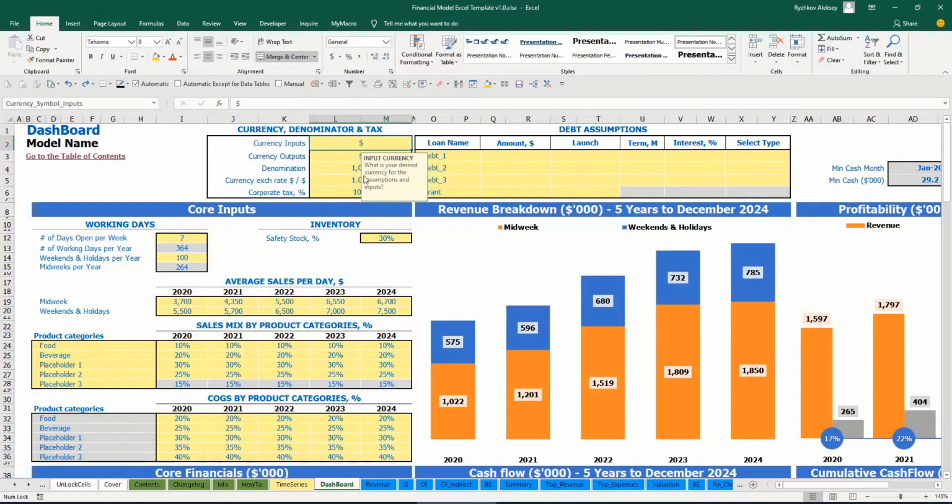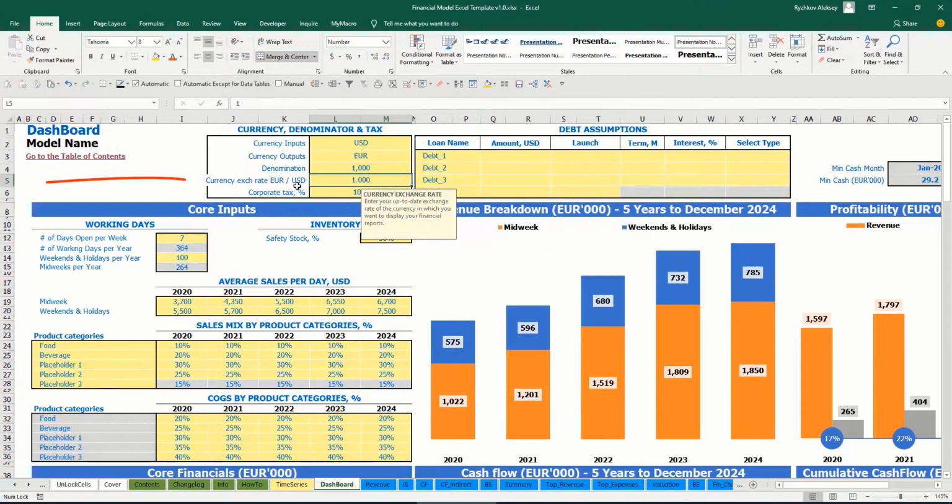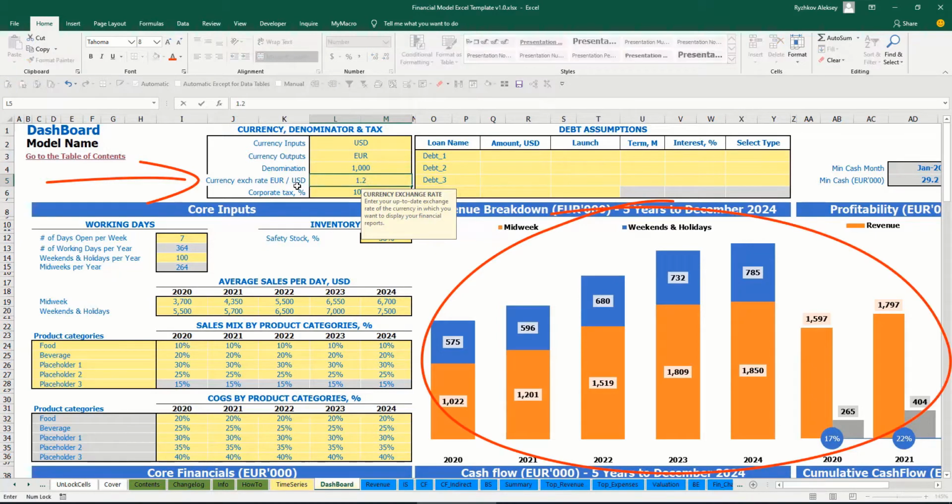On the top of the dashboard you have currency, denomination, and taxes setup. So currency inputs means that you can input all your drivers for the model using one currency. You have currency outputs. It can be the same as currency inputs and it can be different from currency inputs. So let me give an example. When you input in United States dollars, you have euro as an output, and for this case you can set up currency exchange rate. This is 1.2 for example.